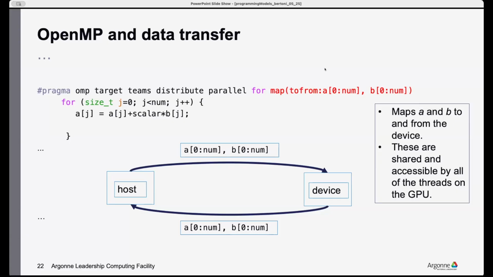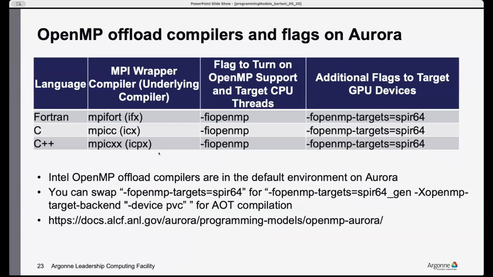A and B are both shared and accessible by all threads of the GPU, but we also have some implicit rules for scalars. So num and scalar are scalars that are inside the target region. By default, these are mapped as firstprivate, so each thread has a private copy and they're set to whatever they were on the host. And then loop variables like J are just private per thread. Okay, so that was just a high-level quick overview.